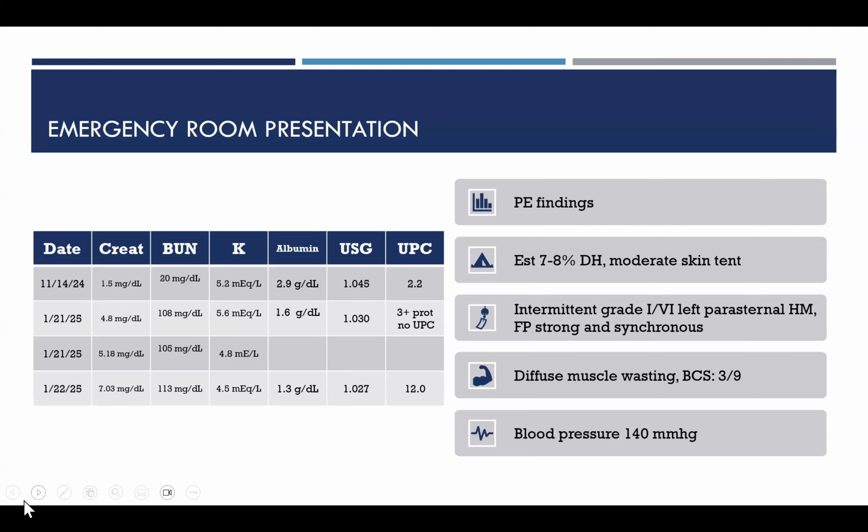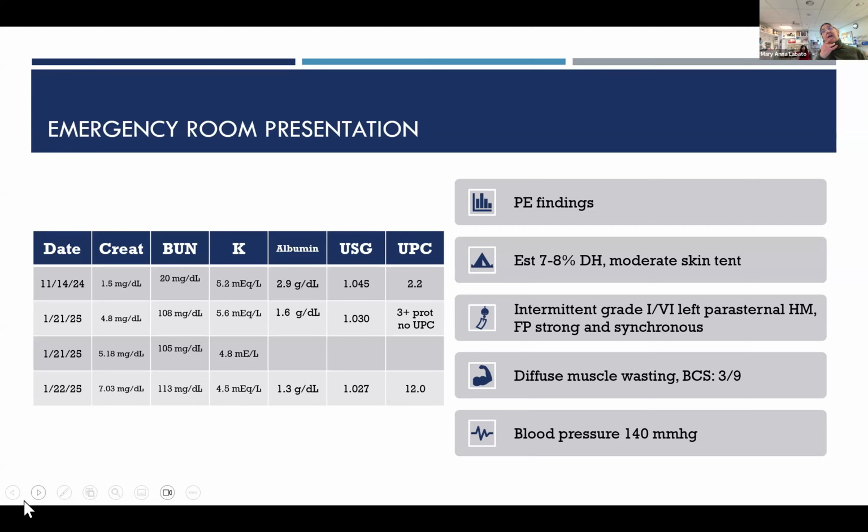All righty. So at the ER, her BUN and creatinine were reasonable at 1.5 mg per deciliter creatinine and 20 milligrams per deciliter BUN. Her potassium was 5.2, albumin was okay, at the low end of normal for their range at 2.9. She had a specific gravity on her urinalysis of 1045 and a UPC of 2.2.